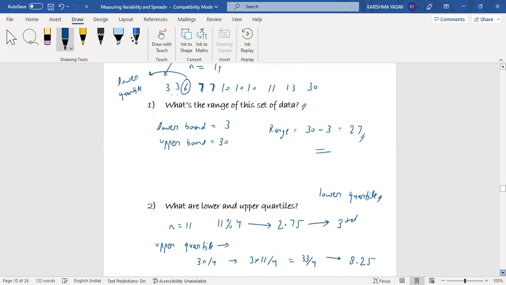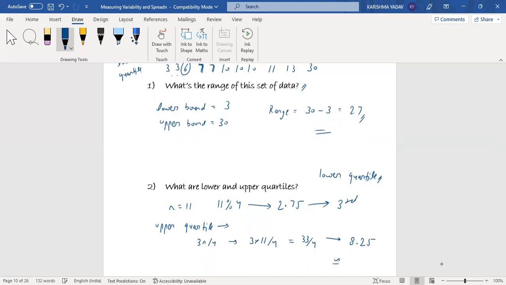Now, as it is also not an integer, we are going to round the value up, and the value is 9th. So we are going to find the upper quartile at the 9th position. Now which one is the 9th position? That is 1, 2, 3, 4, 5, 6, 7, 8, 9. That is 11. 11 is my upper quartile.